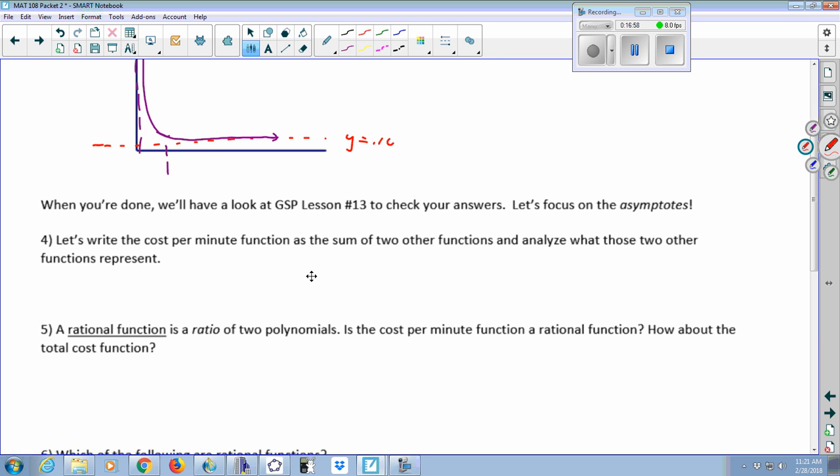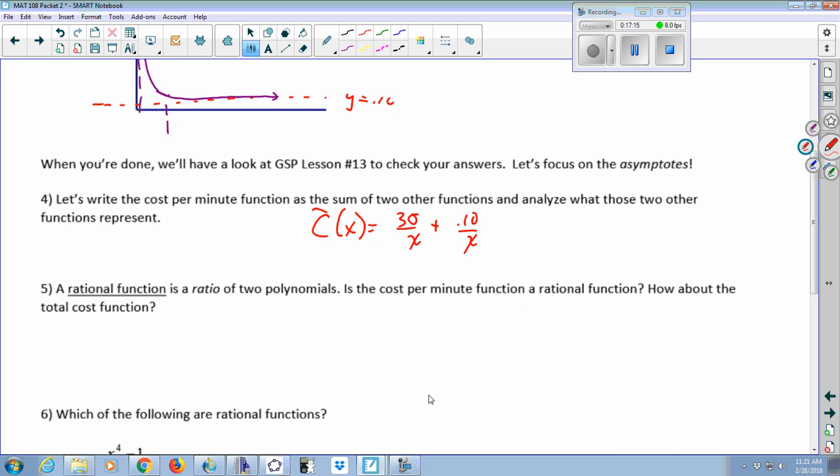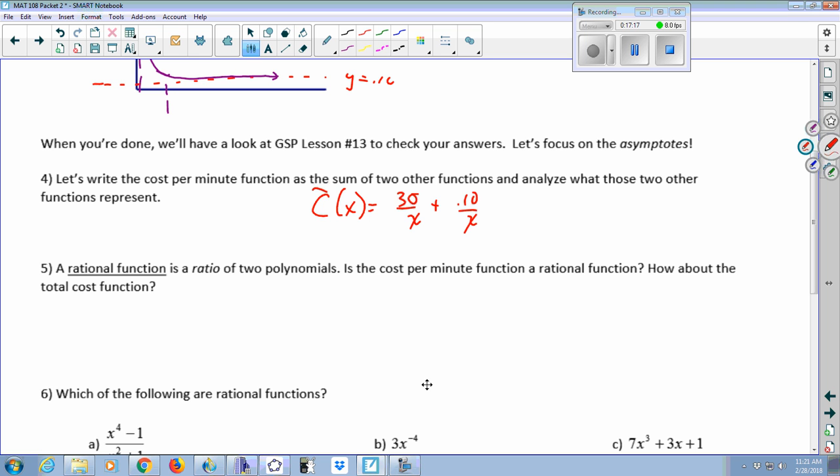All right, let's write the cost per minute function. I already did this. This is what I did before as two other functions. So I did it this way earlier, so we could look at the behavior as x got really large and as x went towards 0. So basically now we're ready to define a rational function.